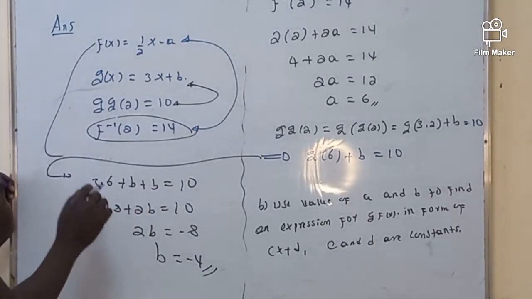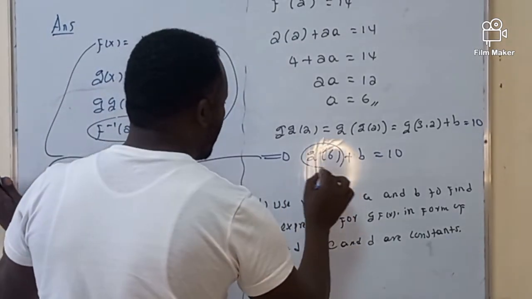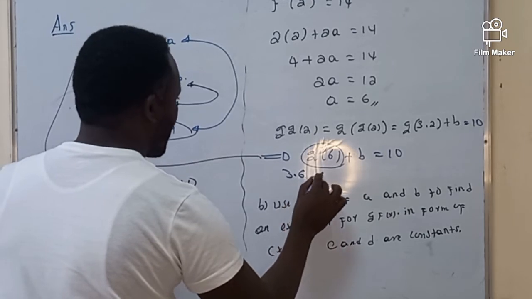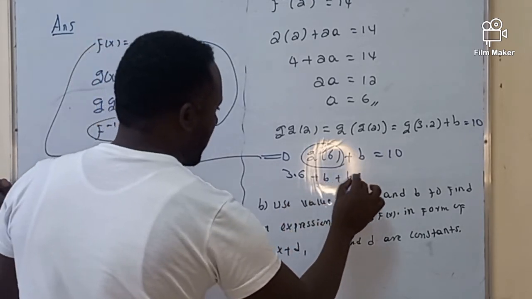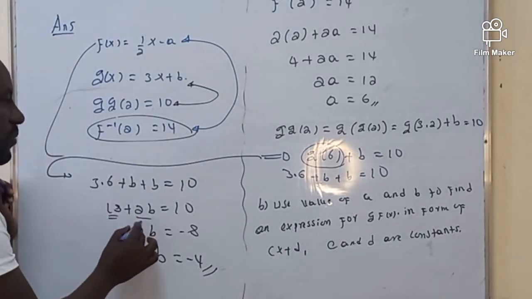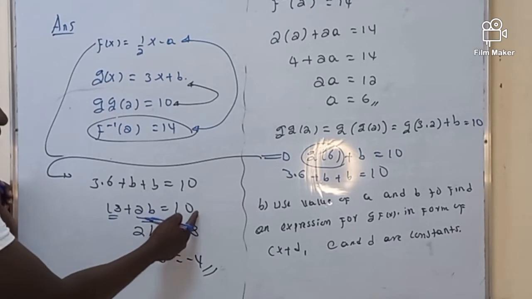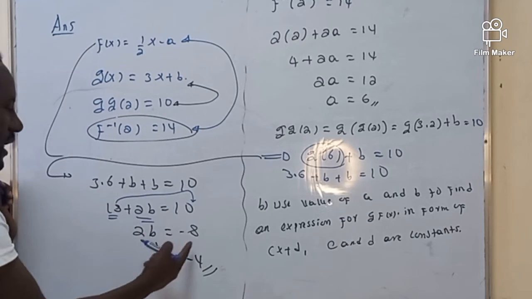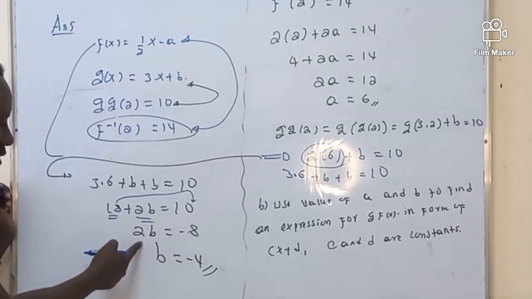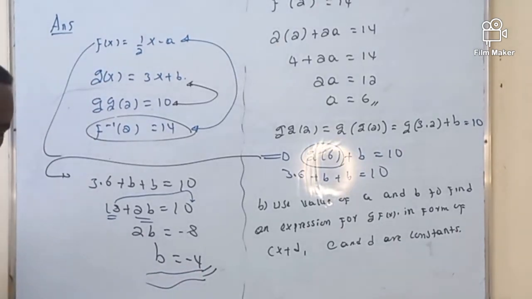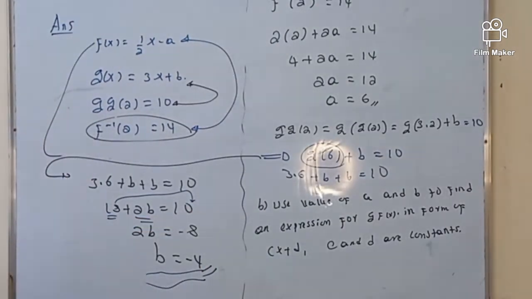Because now you know that you have to plug 3 times 6 plus b. Again, we have b here, which is 10. So this is 18 plus 2b. b plus b is 2b, which is 10. Then if you subtract 18 from 10, that will be negative 8, and what's left here is only 2b. Then you can divide both sides by 2, and the b value will be negative 4. This is the solution. The values for a and b will be 6 and minus 4.